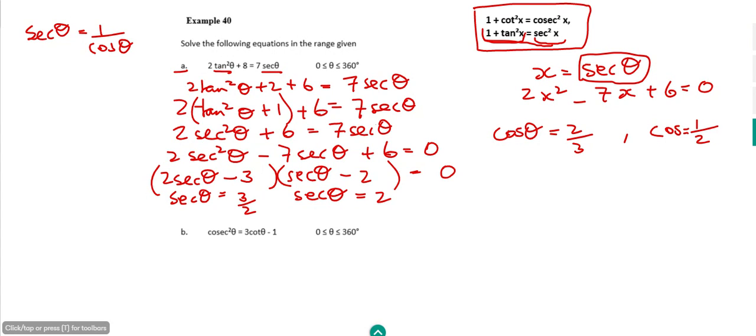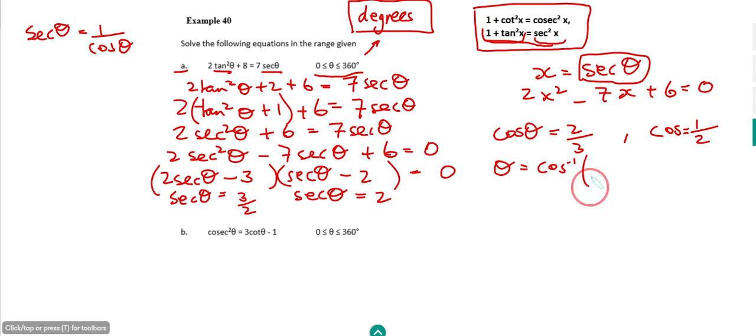So now what we need to do is find the value of theta in the range that's given, so 0 to 360. And because it's given in degrees, we need to make sure that we're in degrees mode for this question rather than radians. So we must set the calculator to degrees for this one. So we get the working angle. So theta is, for the first one, cos minus 1 of 2/3.